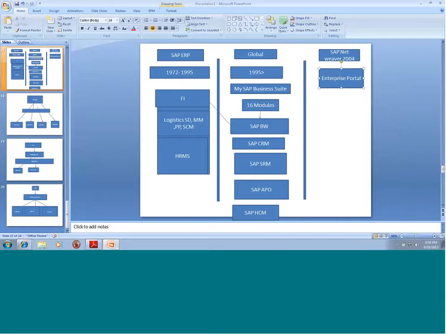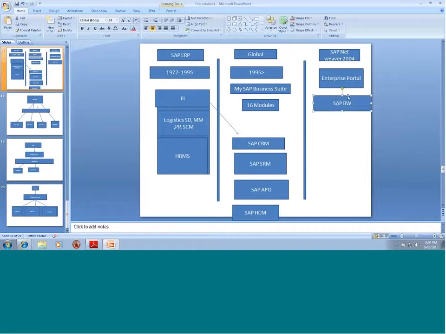So what happened is, when Enterprise Portal came into existence, SAP BW, if you look at it, is again looking at data from several applications. So it made sense for SAP to bring SAP BW from a SAP Business Suite application concept into a NetWeaver concept.